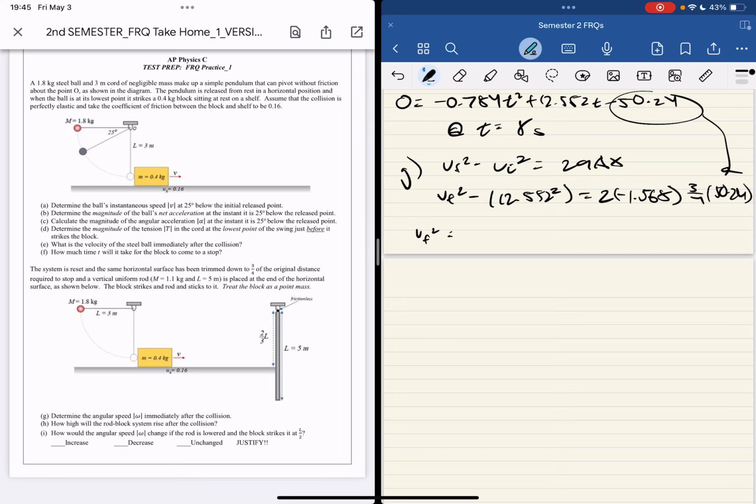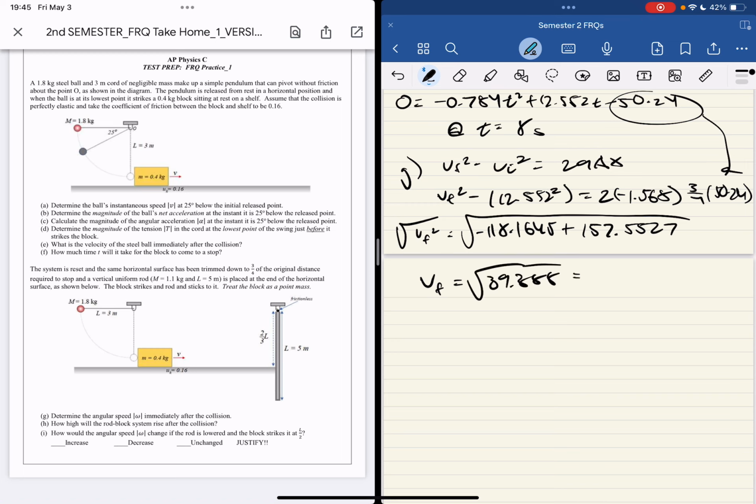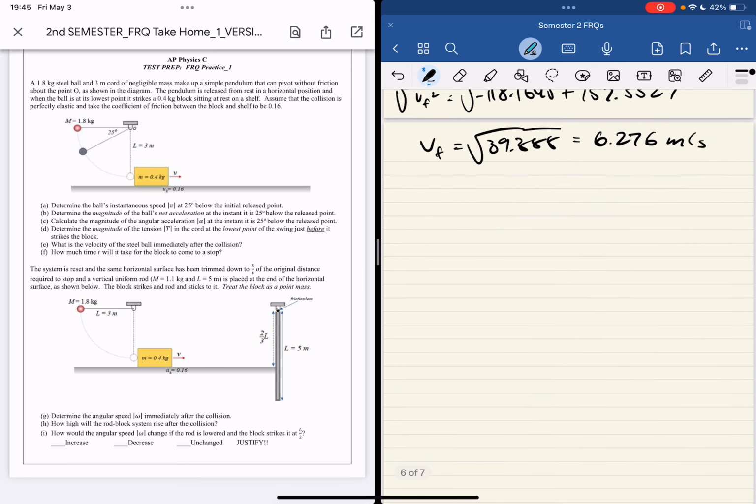Vf squared is going to be equal to negative 118.1645 plus the vi squared, which is 157.5527. Square root all that. So vf is going to be equal to square root of 39.388, which is equal to 6.276 meters per second. And now that we have the vf, we can set up angular momentum. So li is going to be equal to lf.